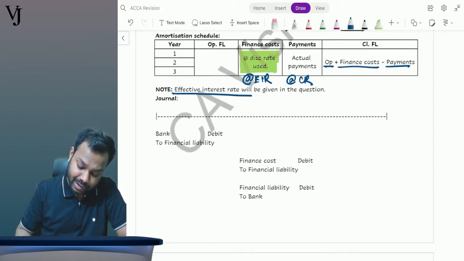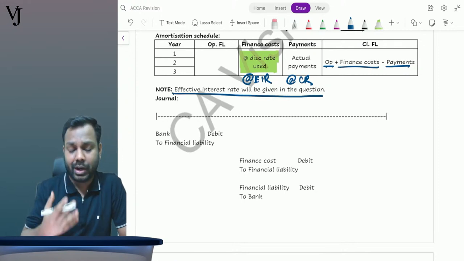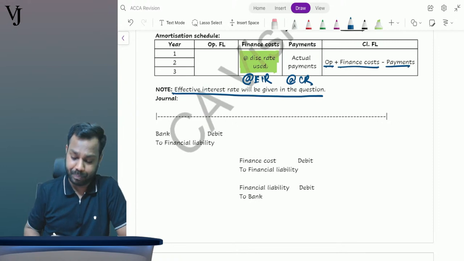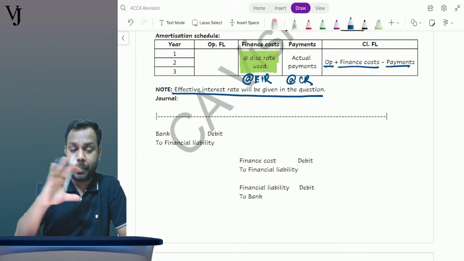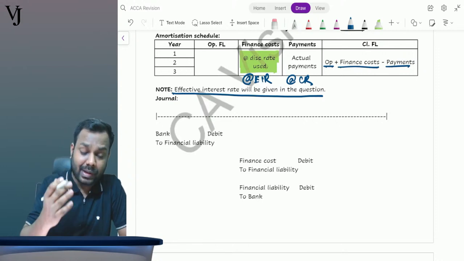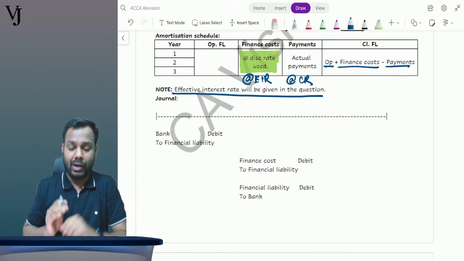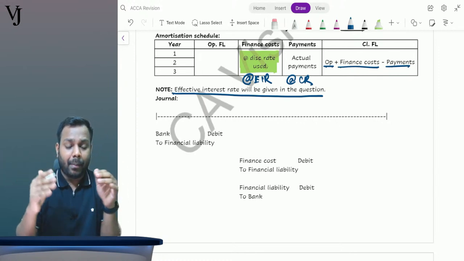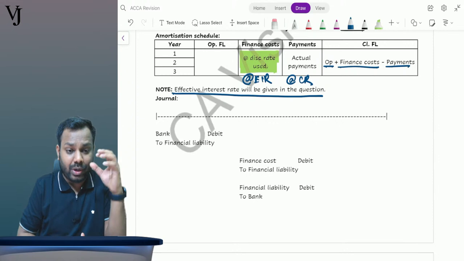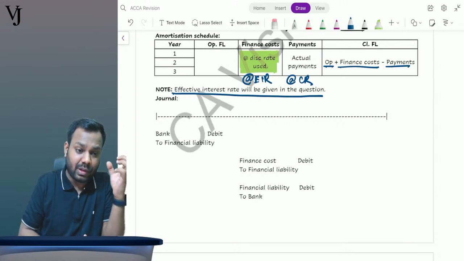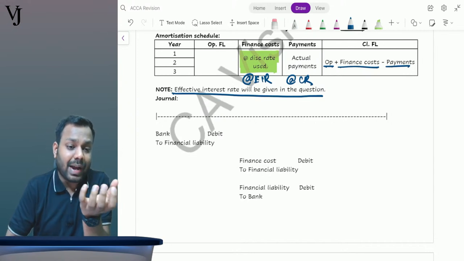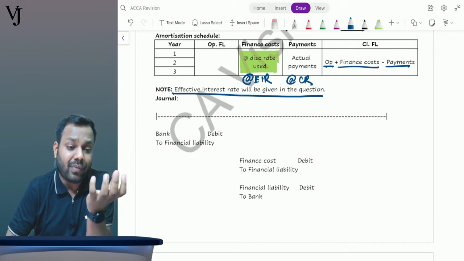The effective interest rate generally will be given in the question. If it is not given, you can calculate it using the interpolation method. Is it clear, everyone, till here? The accounting treatment of financial liability in the presence of transaction costs: the transaction cost gets allocated over the term of the loan through an increase in the discount rate. We factor this processing fee into the discount rate itself, and we arrive at the effective interest rate.